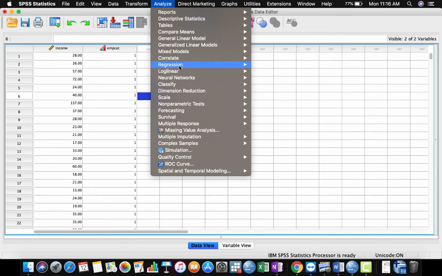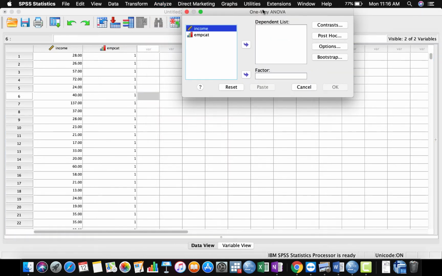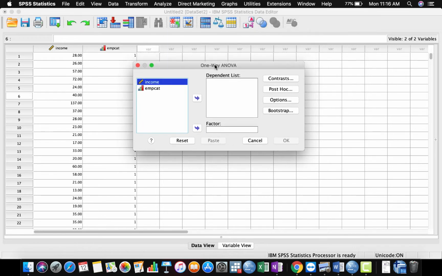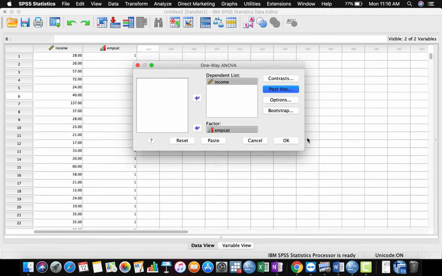Now we're going to go to Analyze, Compare Means, and click on One-Way ANOVA. In One-Way ANOVA, the dependent list is the numerical variable, which is income, and the factor is our independent variable. Now click on Post Hoc and click on LSD. But before that, we need to understand one thing.